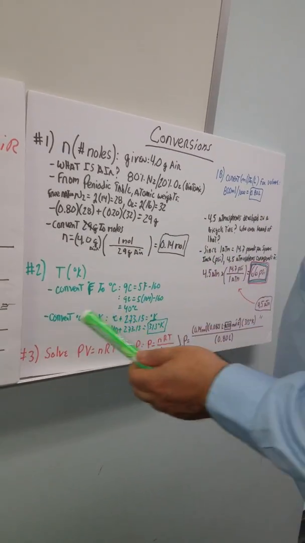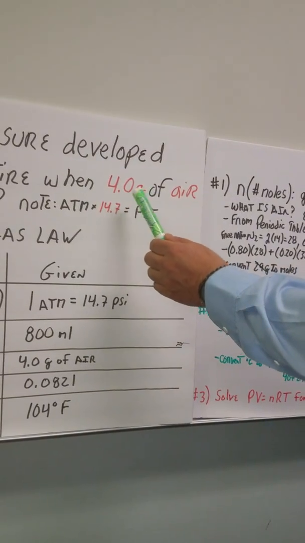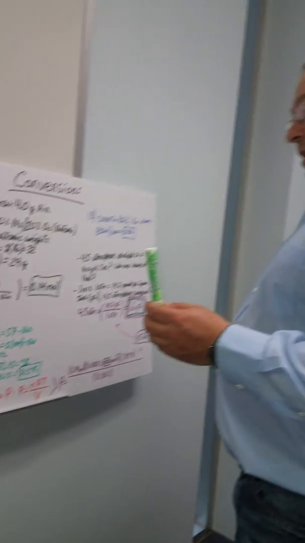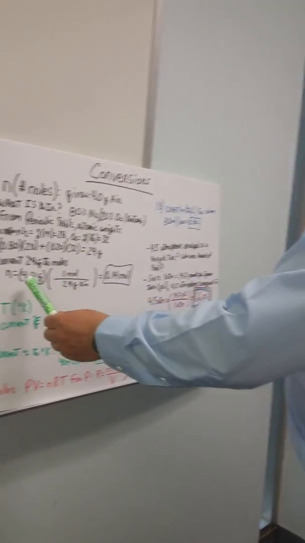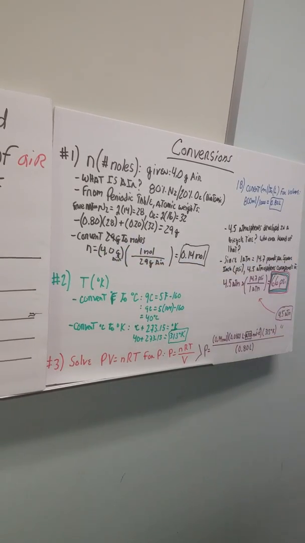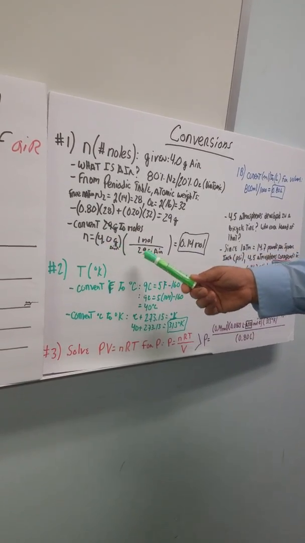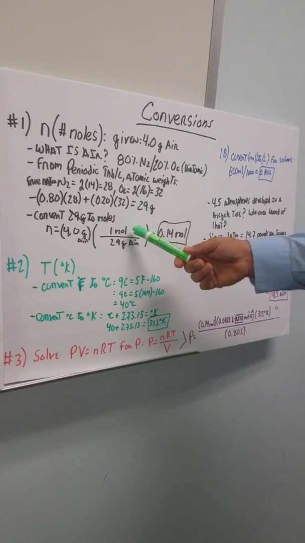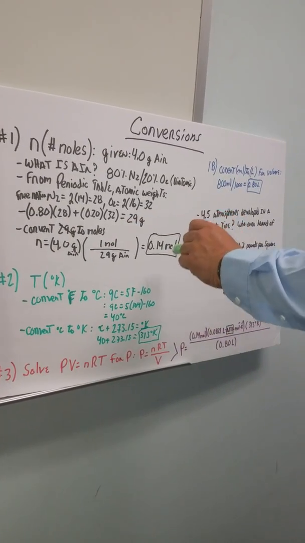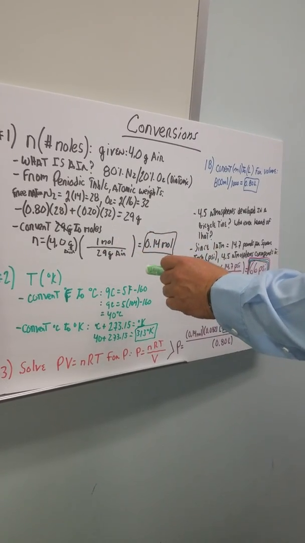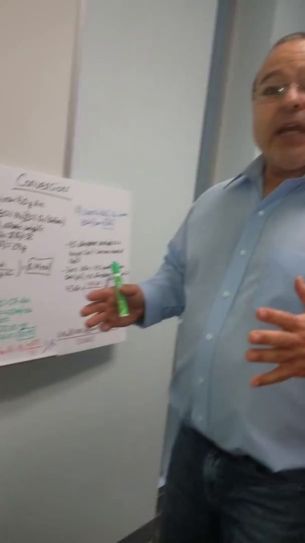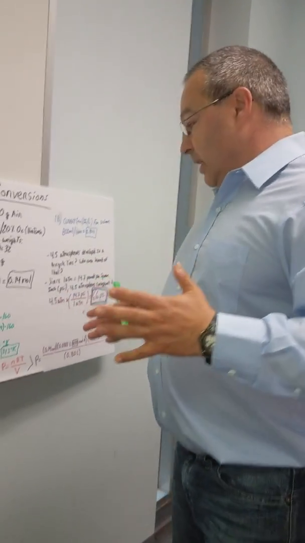But we said that we have 4.0 grams of air. So using the scientific method, as it's called in chemistry, we're going to convert 4.0 grams of air to moles. 29 grams of air is equivalent to 1 mole. The units cancel in grams and we're left with moles. We come up with 4.0 divided by 29, which is 0.14 moles. Now we have a quantity we can work with in the gas equation.